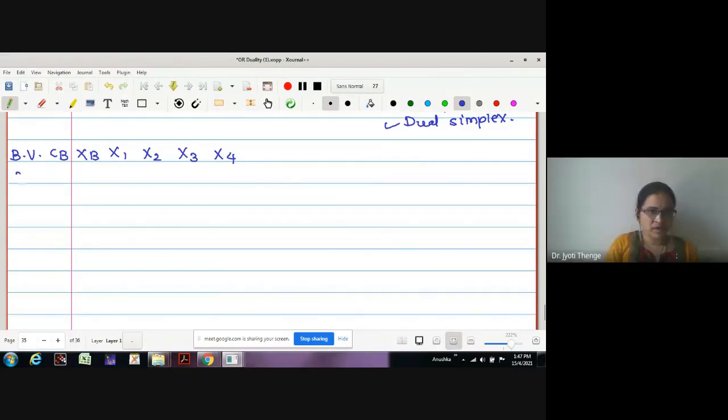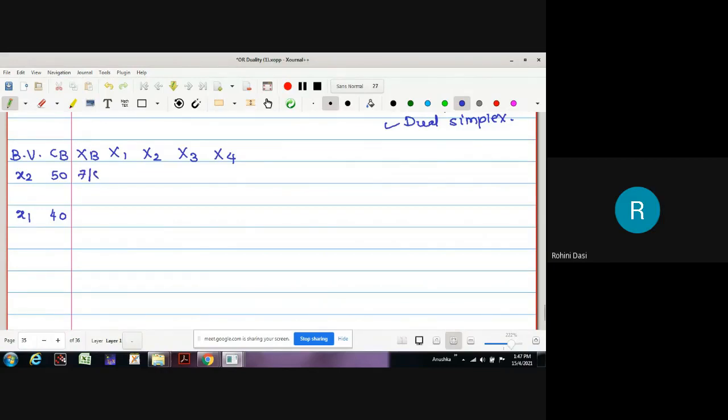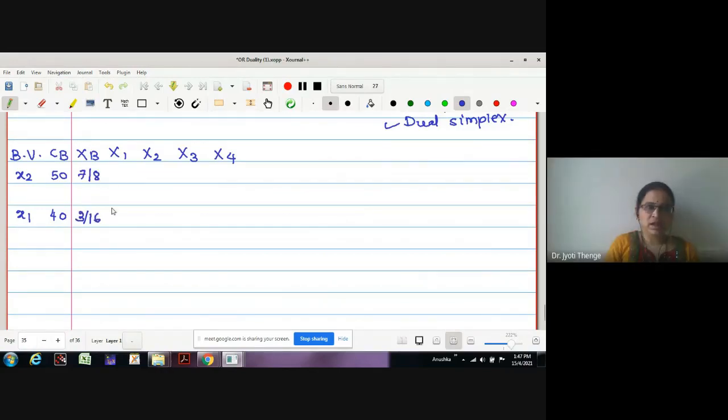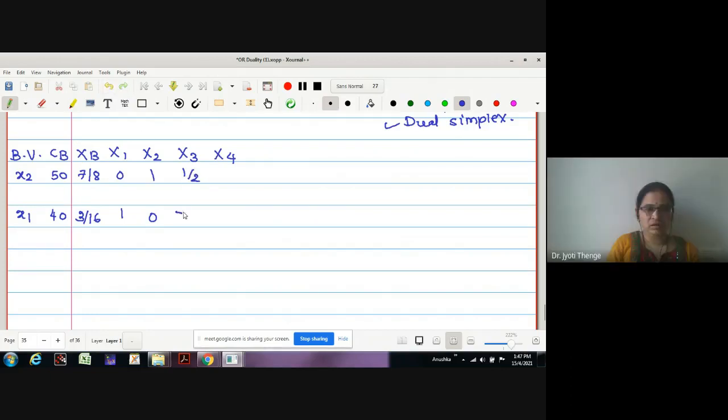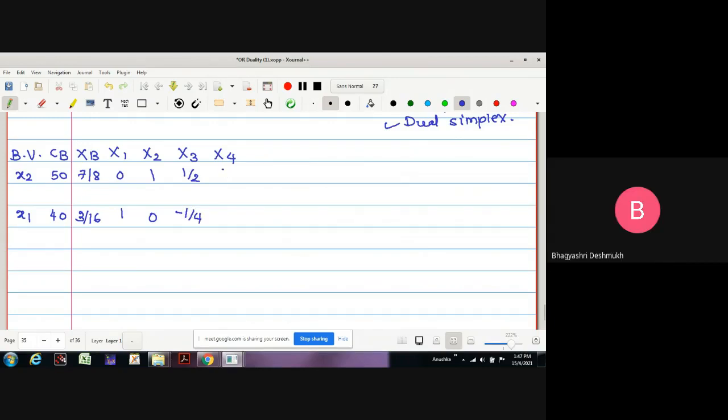X2, X1. What are the costs? 50 and 40. What are the variable values? 7 by 8 and 3 by 16. X1 column is 0, 1, and X2 is 1, 0. Tell me the entries of X3 and X4. X3 is 1 by 2 and minus 1 by 4. For X4, minus 3 by 8.